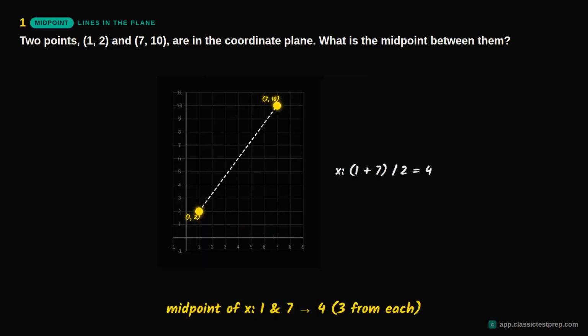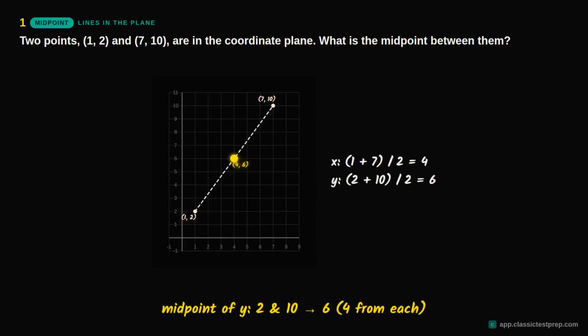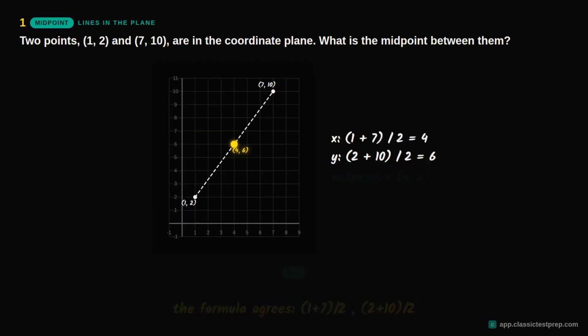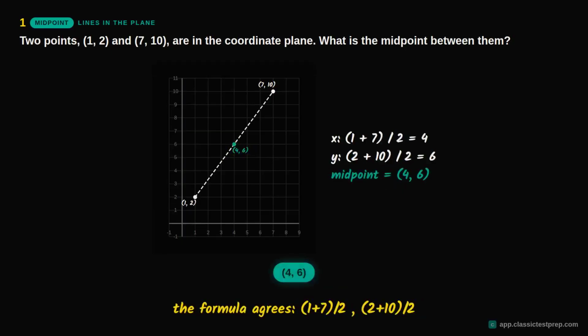So the midpoint of 1 and 7 is 4 because it is 3 away from both of them. The midpoint between 2 and 10 is 6 because it is 4 away from both of them. It is that easy. The formula also works. (7 plus 1) divided by 2 to give you the x value is 4, and (10 plus 2) divided by 2 to give you the y value also gives you 6. So if you know the formula, great. But if you don't know the formula, just remember the concept is super simple. So just keep it simple.